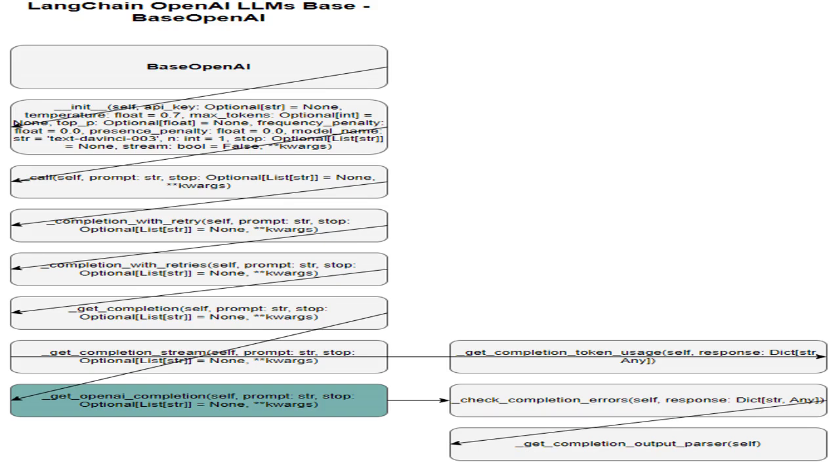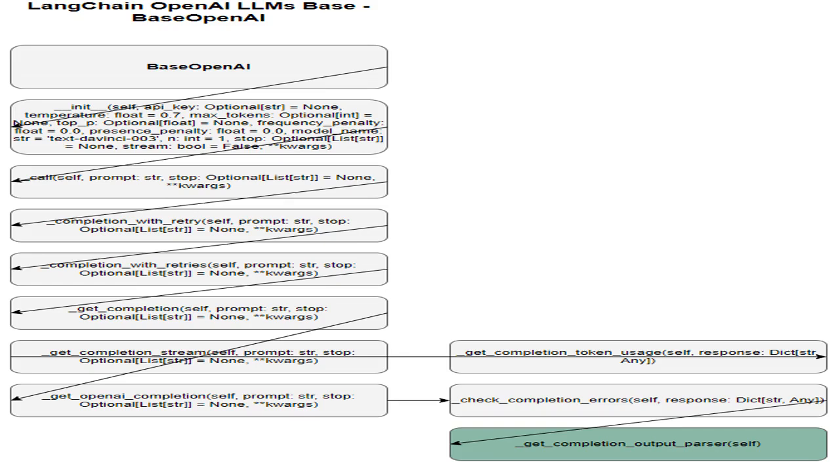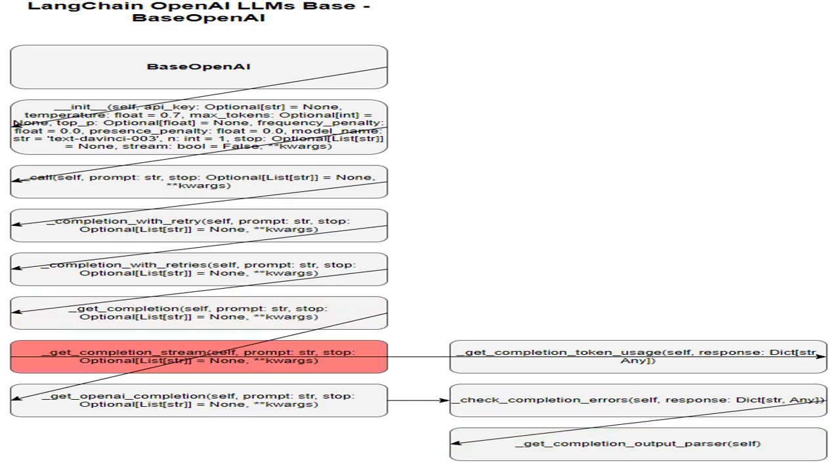Get OpenAI completion checks the response for errors using check completion errors. If there are no errors, check completion errors allows extracting token usage information using get completion token usage. Get completion token usage allows the system to pass the output using get completion output parser. The system can optionally use get completion stream for streaming completions.